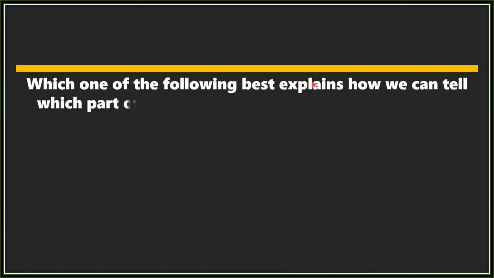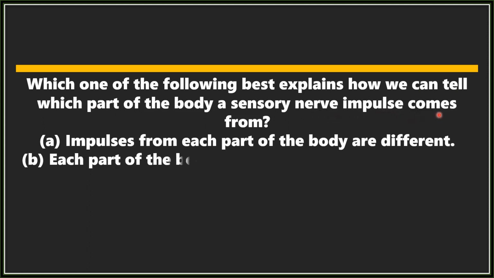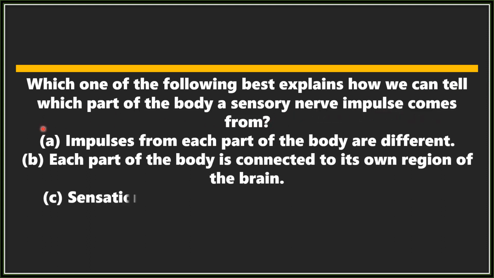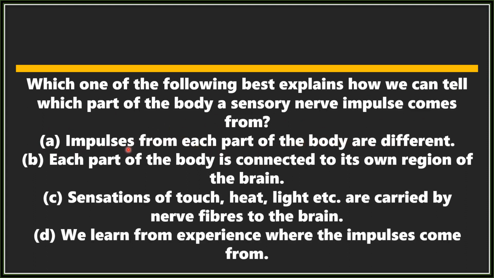Which one of the following best explains how we can tell which part of the body a sensory nerve impulse comes from? A. Impulses from each part of the body are different. B. Each part of the body is connected to its own region of the brain. C. Sensations to touch, heat, light, etc. are carried by nerve fibers to the brain. D. We learn from experience where the impulses come from.